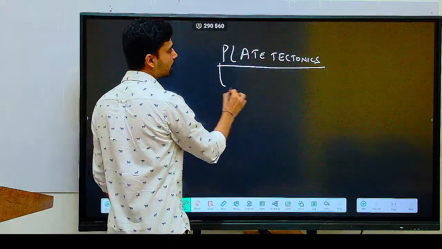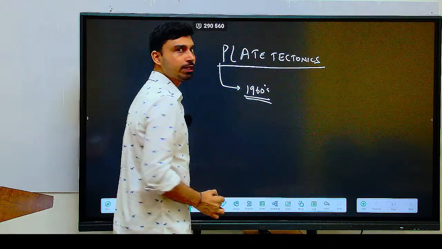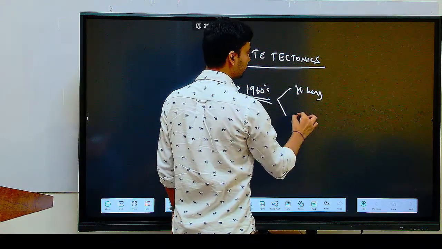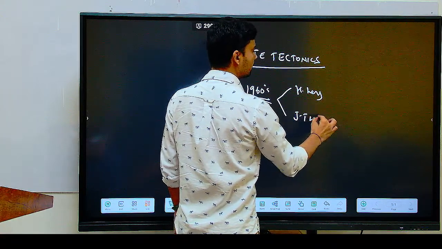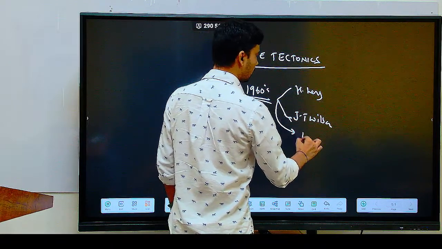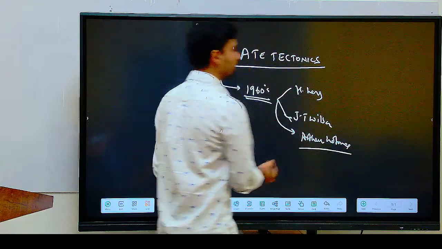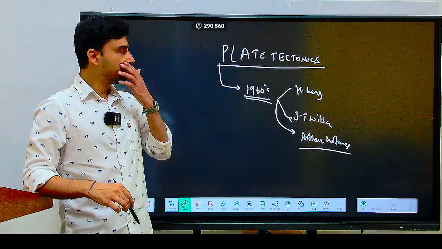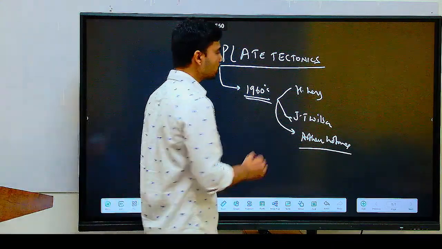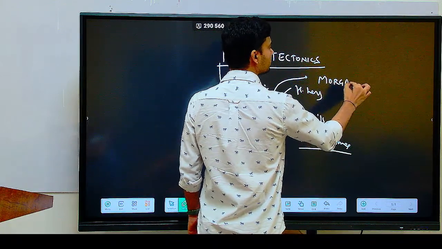We can trace back the history of this theory to somewhere in the 1960s and early 1970s, when we have three geographers: Harry Hess, J.T. Wilson, and Arthur Holmes. The major contribution in this theory has been made by Harry Hess, J.T. Wilson and Arthur Holmes. Apart from that, sometimes Morgan is also associated with this particular theory.